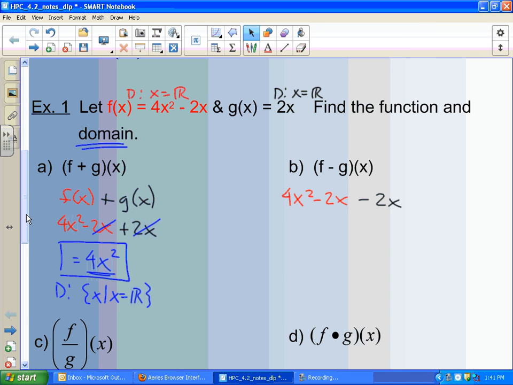Now because g of x is just a monomial, it's not a big deal if we put parentheses around that. However, if g of x was 2x squared minus x plus 4, I would want to put parentheses around that, because when I distribute that negative, it's going to change all the signs. So it might be a good habit to get into: put that second polynomial in parentheses. So we combine like terms there, and we get 4x squared minus 4x.